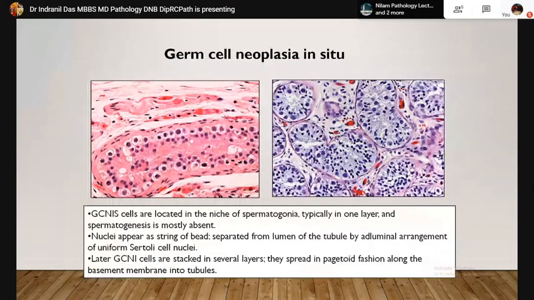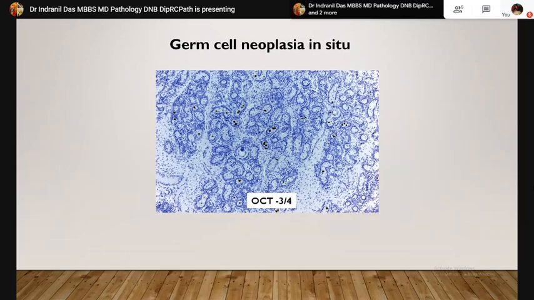Now, this is the histopathological picture of germ cell neoplasia in situ. The cells are located in the niche of spermatogonia. This can be highlighted by IHC study. They are present in one layer. The nuclei appear as string of beads, and later the GCNIS cells are stacked in several layers, and in course of the disease, they give rise to the intratubular seminoma or any intratubular embryonal carcinoma or intratubular germ cell tumor. This is OCT3 IHC highlighting the GCNIS cells.